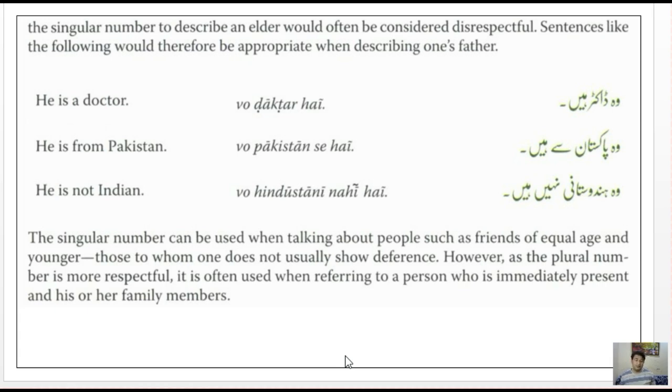The singular number can be used when talking about people such as friends of equal age and younger, those to whom one does not usually show deference. However, as the plural number is more respectful, it is often used when referring to a person who is immediately present and his or her family members. Like when a person is immediately present, you will use plural form to show respect to him. Or if you're talking about a person and his or her family members are present, then again you'll be talking with respect.